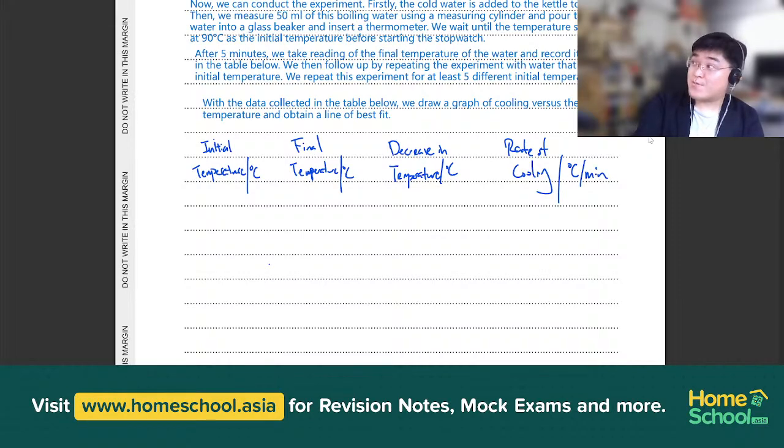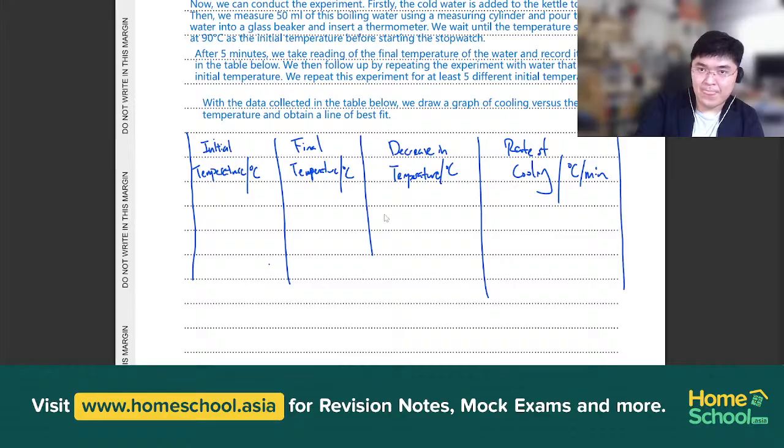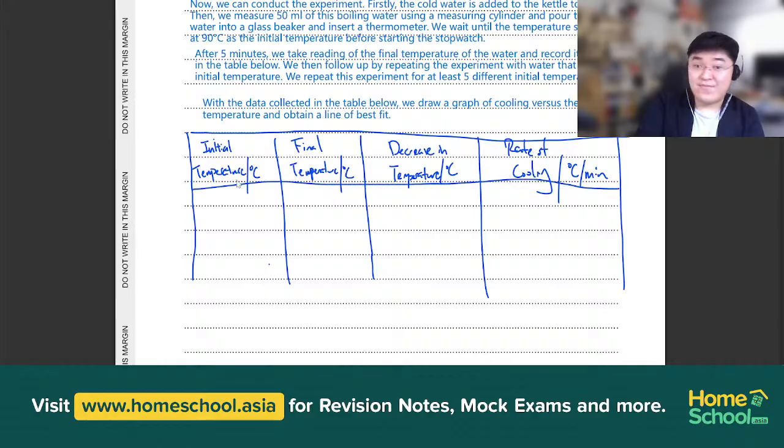Okay, these will be the headers for our table. The table is not going to be very nice, so let's just draw it like this: initial, final, decrease, rate, and then like this. And then of course for initial temperature you can have 90, 80, 70, 60, 50, and so on. You should have at least 5 data points.